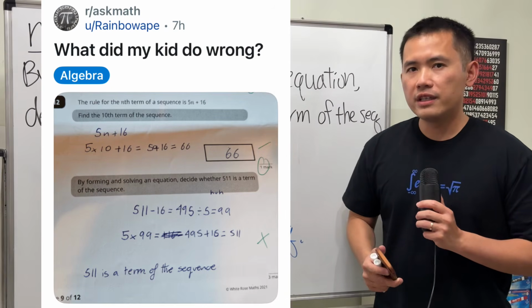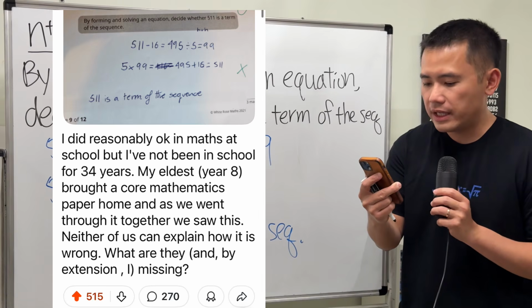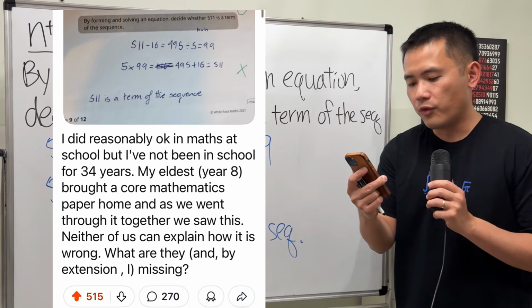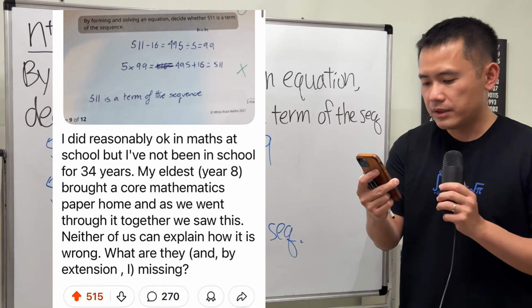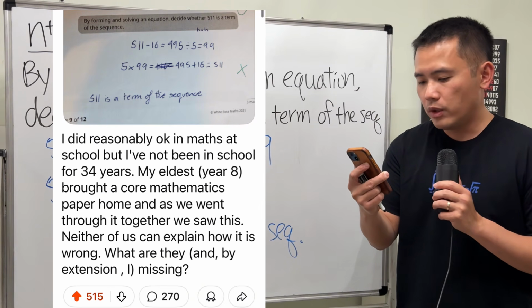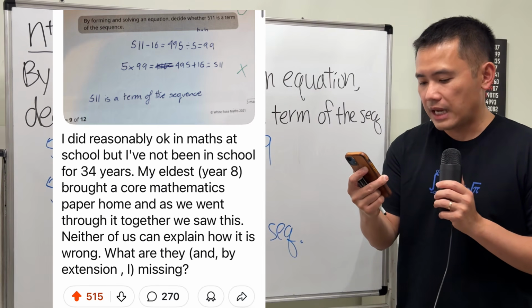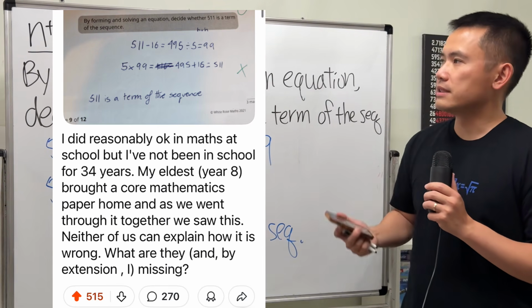So I just saw this on Reddit and it says, what did my kid do wrong? I did reasonably okay in math at school, but haven't been in school for 34 years. My eldest, year 8, brought a core math paper home, and as we went through it together, we saw this. Neither of us can explain how it is wrong. So let's take a look.